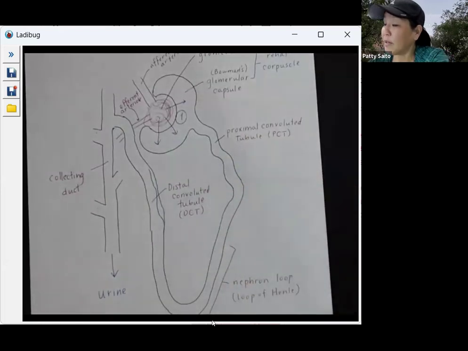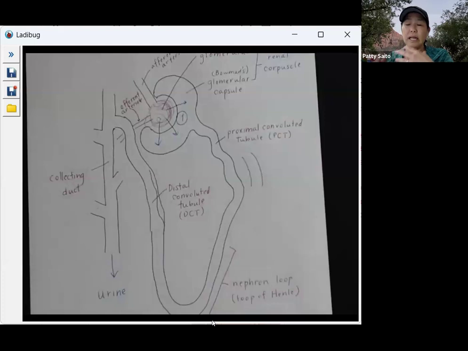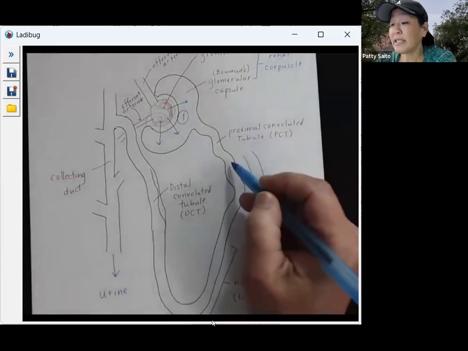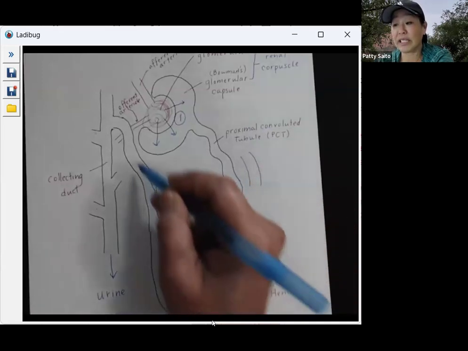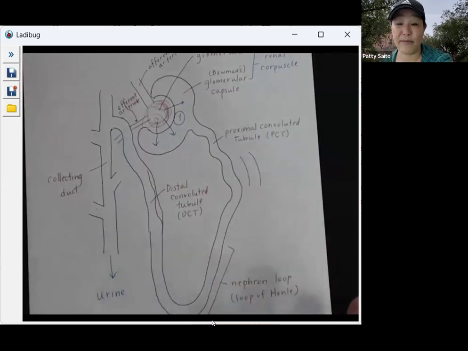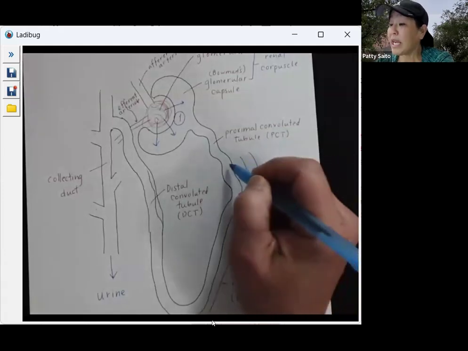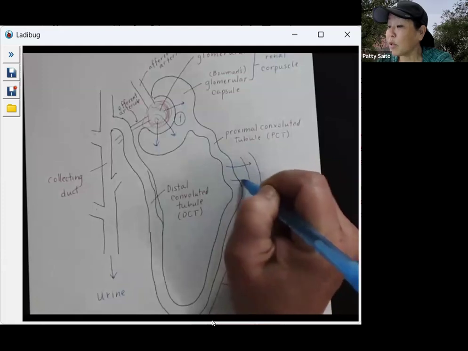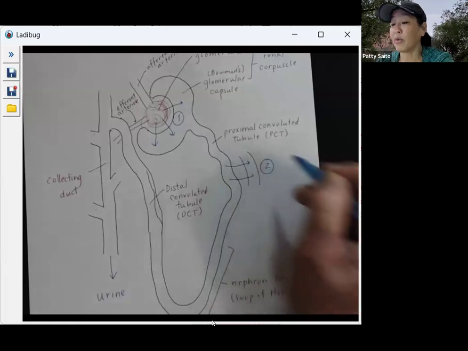So in the proximal convoluted tubule, it's surrounded by blood vessels. The whole kidney, the nephrons are all surrounded by capillaries. So substances that we may want to keep, we want our glucose, we want ions, we want amino acids. We don't want that to stay in the nephron because if it stays in there, we urinate it out. So there's this place here at the proximal convoluted tubule where we can take back or reabsorb a lot of the things that we want. This process is called tubular reabsorption.